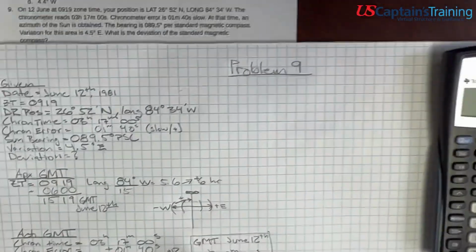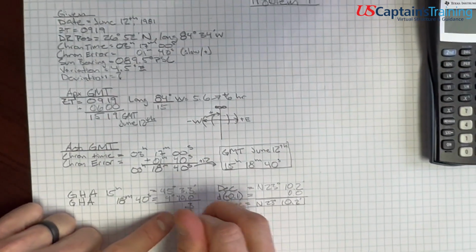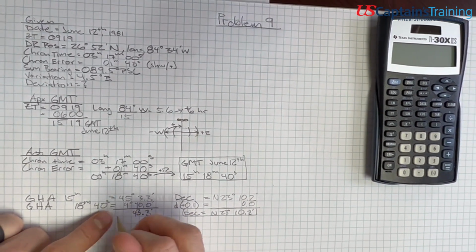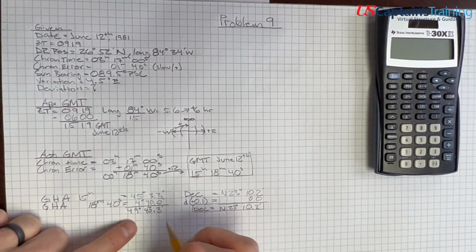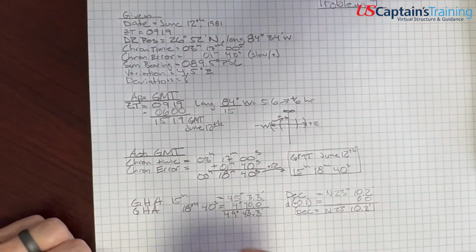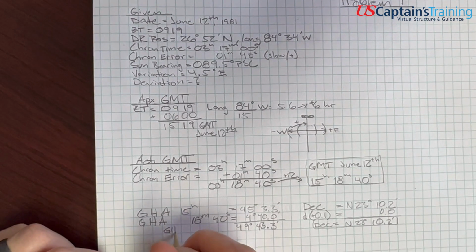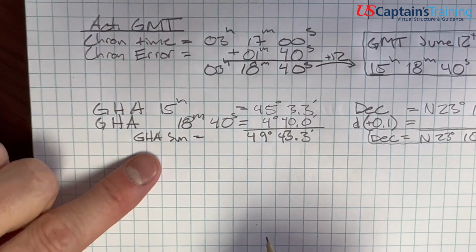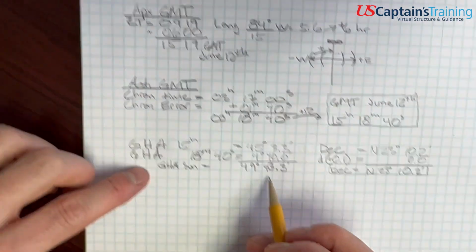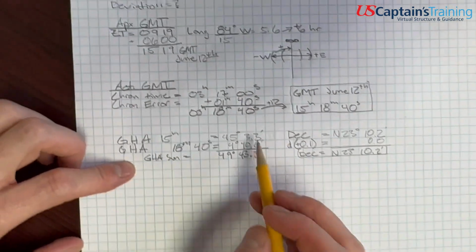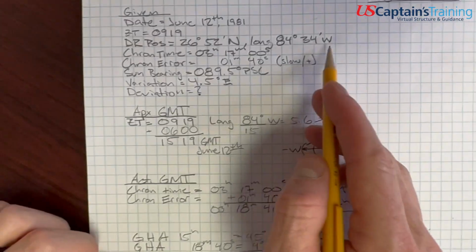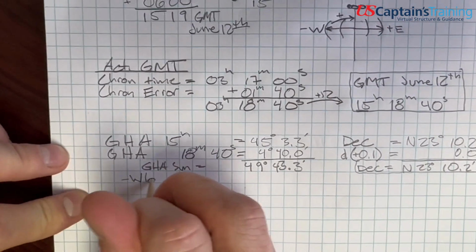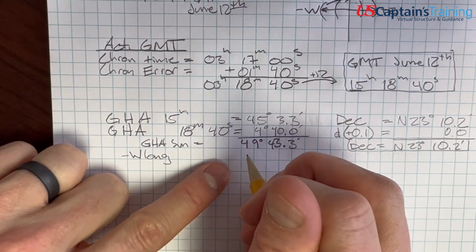And let's add up our GHA. 43.3, and then 45 is 49. 49 degrees, 43.3 minutes. This is our GHA of the sun. We need to get our local hour angle, our LHA. In order to do that, we need to account for our longitude. It's west, so we're going to subtract it. So we say minus west longitude of 84 degrees, 34.0 minutes.